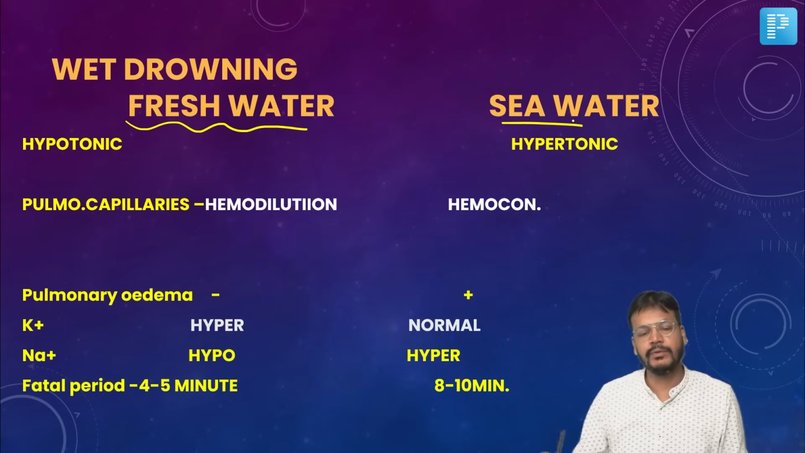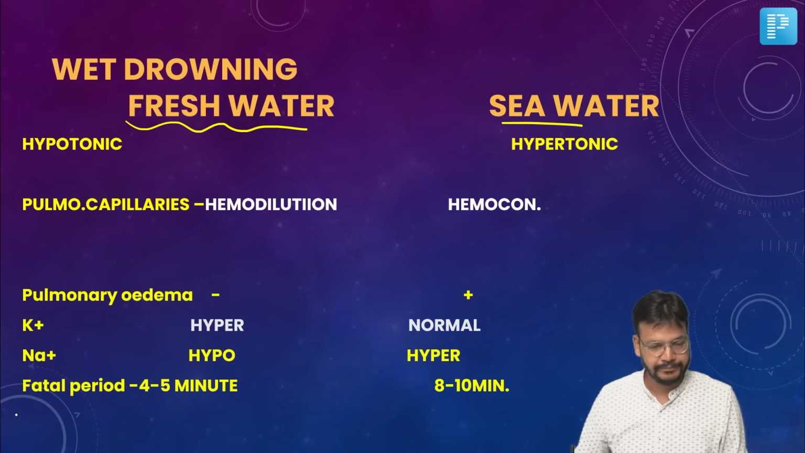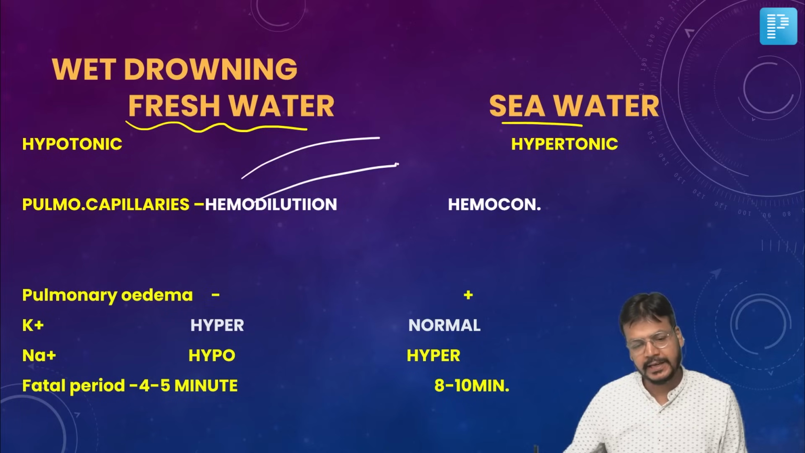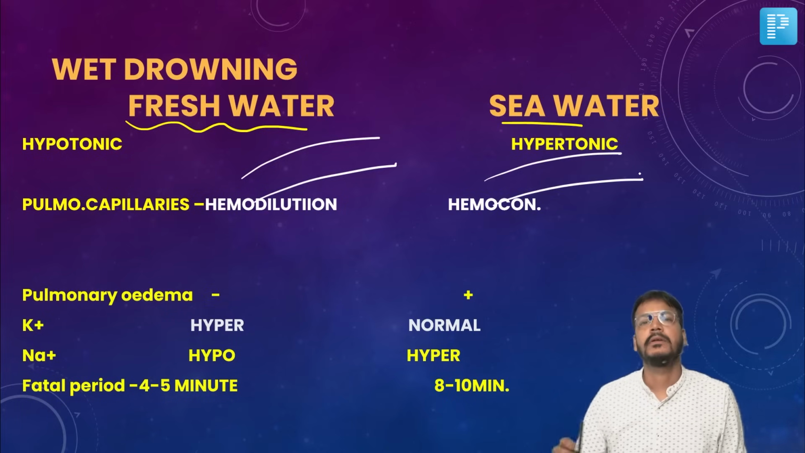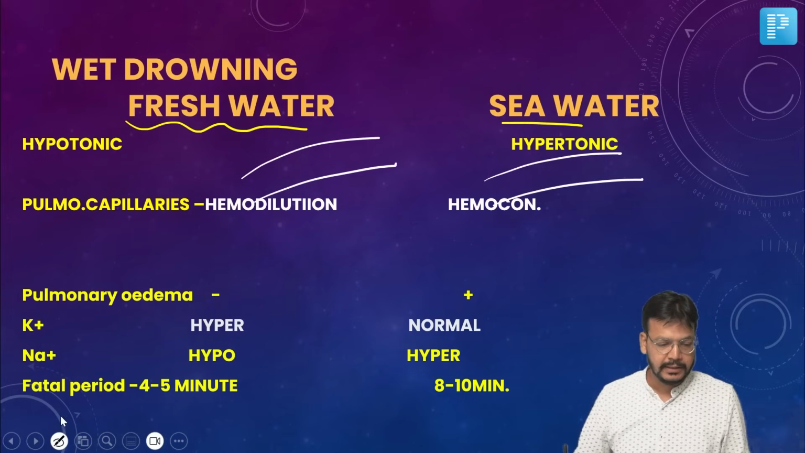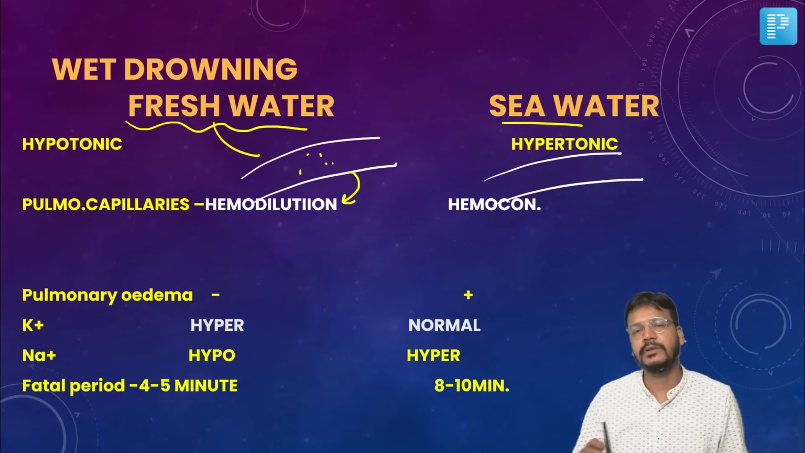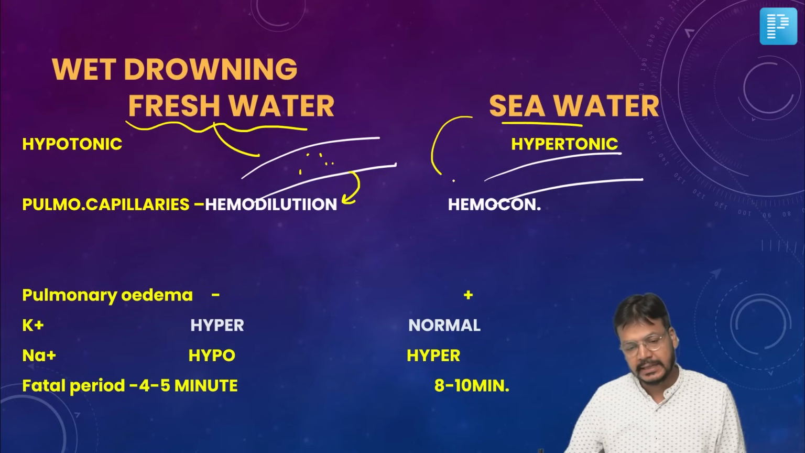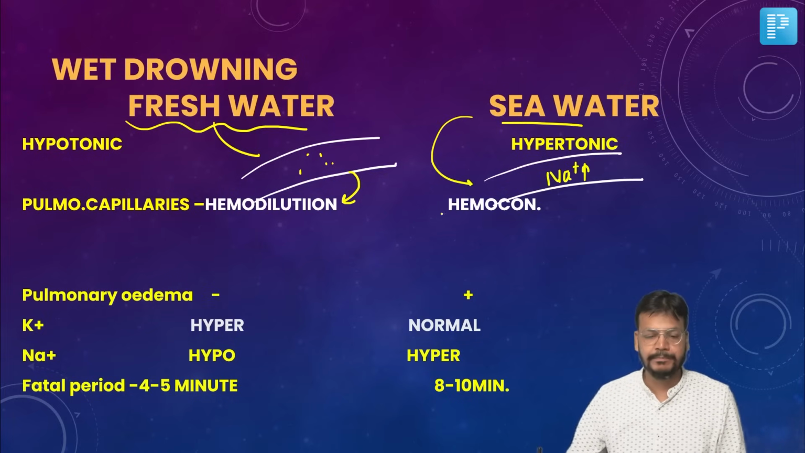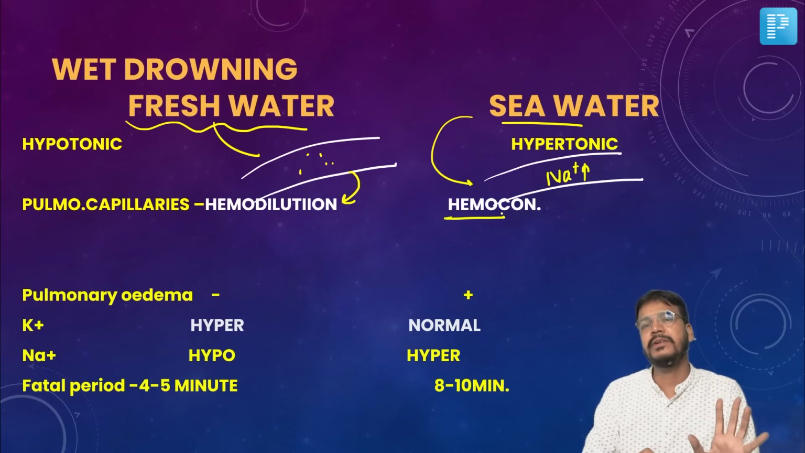Doctor, now my favorite MCQ: fresh water drowning and sea water drowning. What are the changes? Very, very important, sir. This is pulmonary capillaries. If you see fresh water in the pulmonary capillary, there will be hemodilution. But if you see sea water in the pulmonary capillary, sodium already goes up in sea water, that is hemoconcentration.